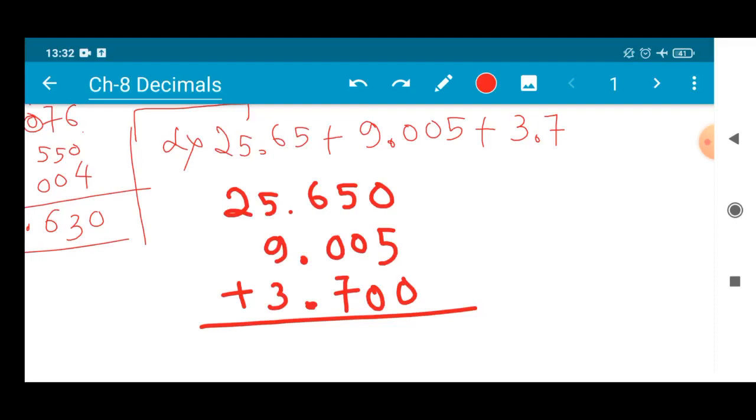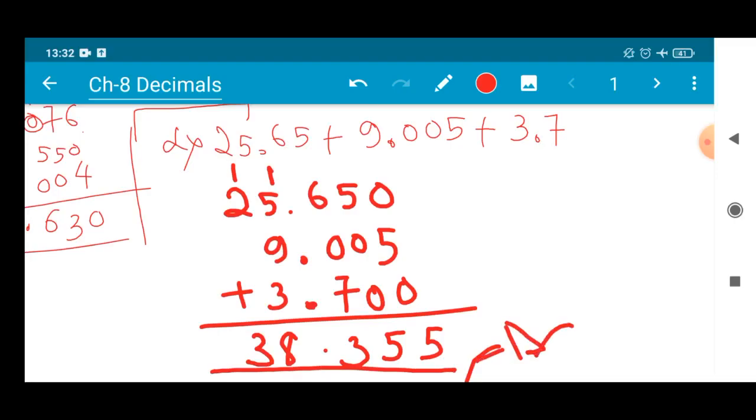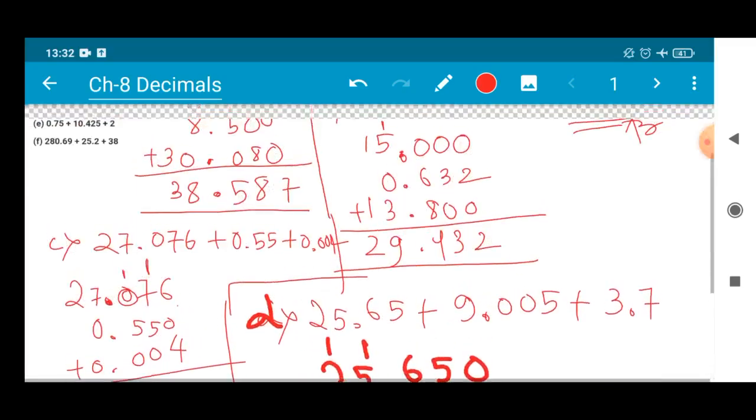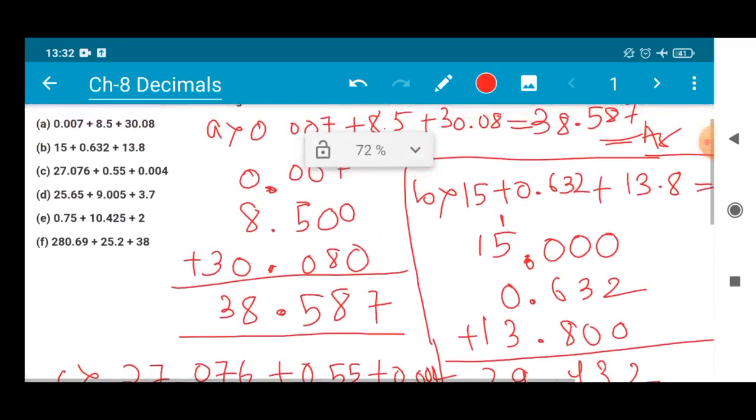So 0 plus 5 plus 0 is 5, 5 plus 0 plus 0 is 5, 6 plus 0 is 6, 6 plus 7 is 13, 1 in hand, 1 plus 5 is 6, 6 plus 3 is 9, and 9 plus 18 I'll get 2 1 3, that is 38.355. Okay, so you have your own technique of addition, I have my own technique of addition, so that can be varied, but the result should be the same for both.